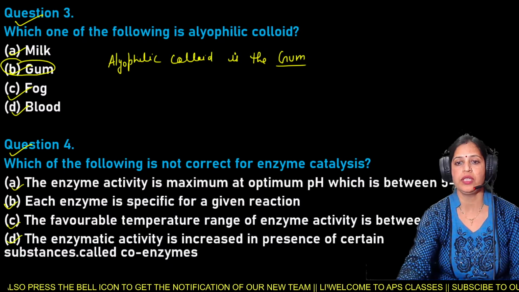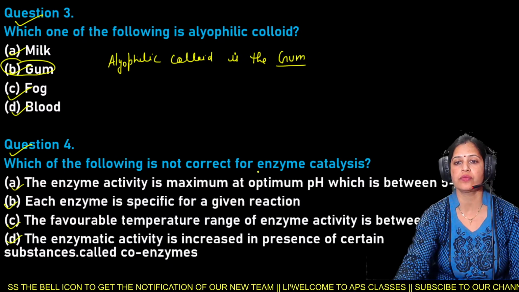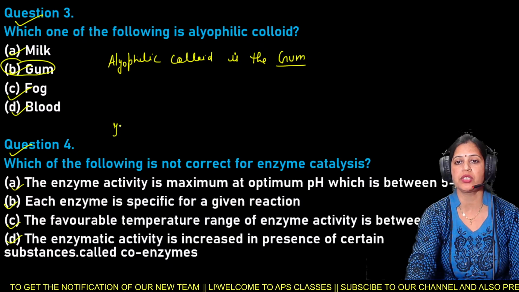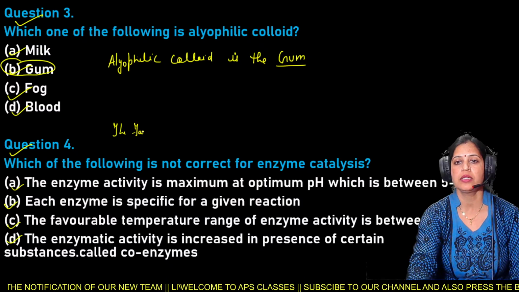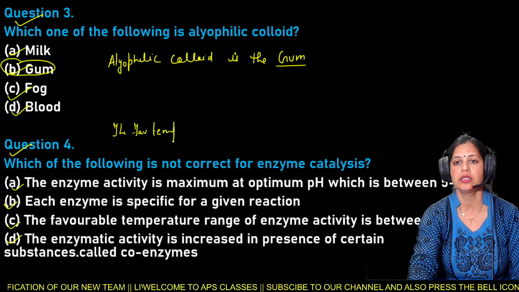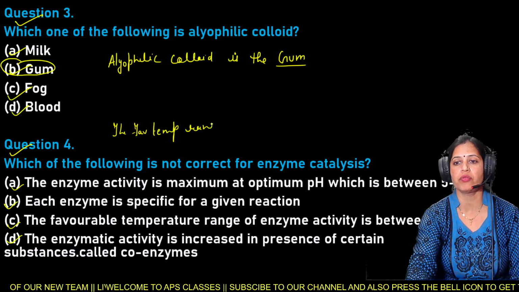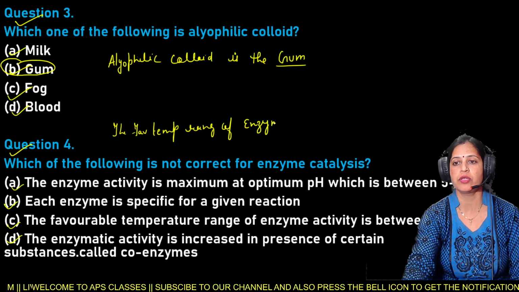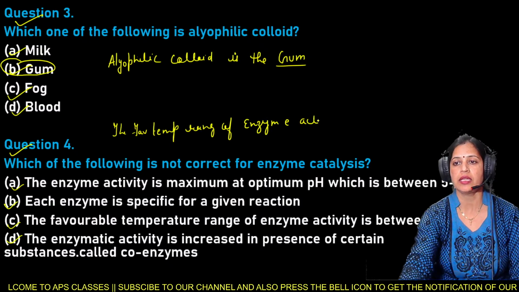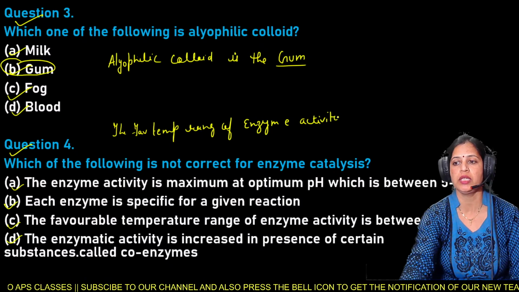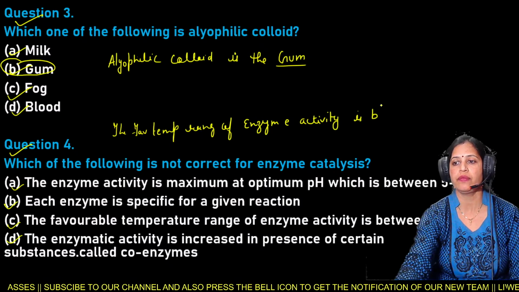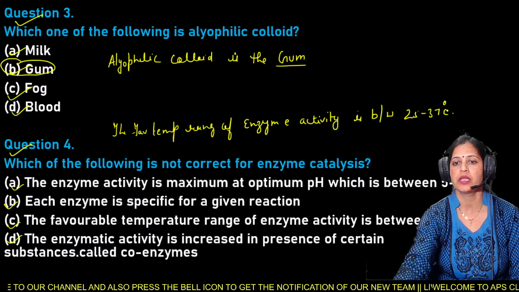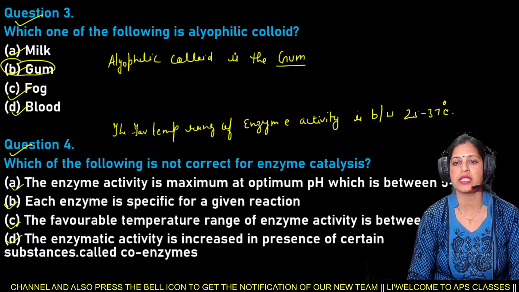So beta, out of these, the one that is not correct for enzyme catalysis is the favorable temperature. The favorable temperature range of enzyme activity is between 25 to 37 degrees Celsius. So this is not correct for the enzyme catalysis.